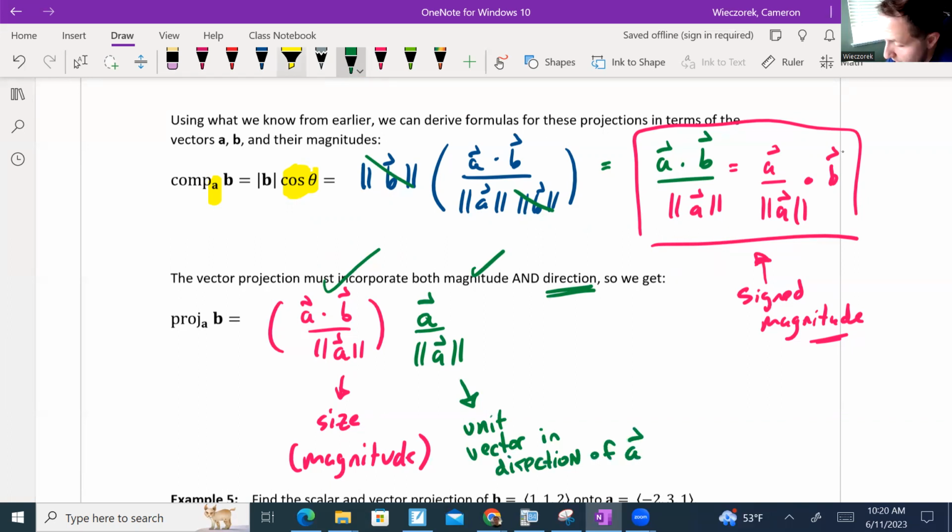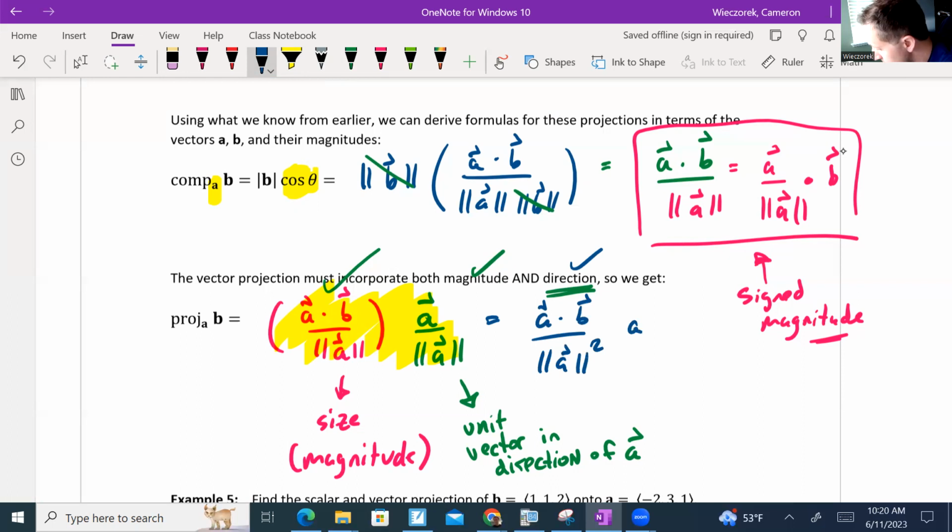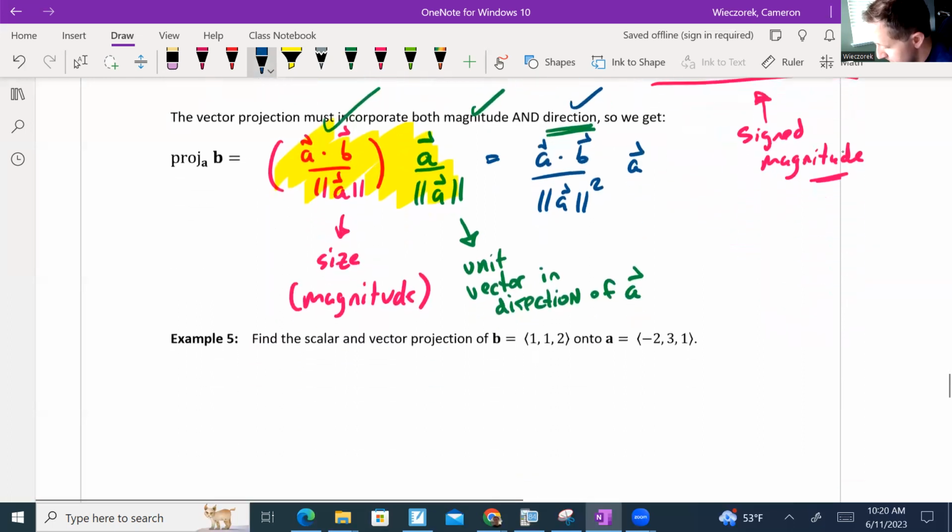Okay. This is how I usually go about computing it. Easiest way for me to remember it, since it really shows you how the first part deals with magnitude and the second part deals with direction. If you wanted to clean this up, you could do A dot B over magnitude A squared times A. Okay. Either way, both of these will give you the same result.